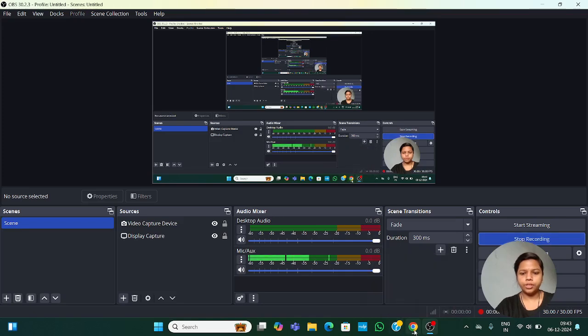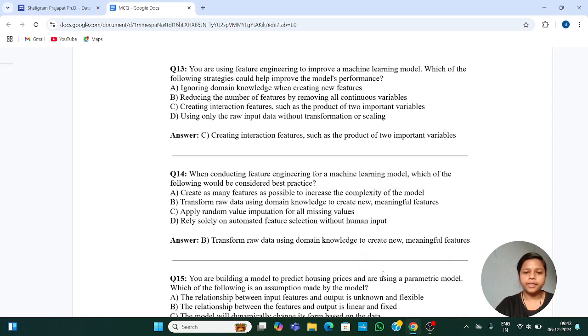Hello everyone, in this video we will discuss the test 3 question solutions. Question 1: you are using feature engineering to improve a machine learning model. Which of the following strategies would help improve the model's performance? The answer is creating interaction features, such as the product of two important variables.